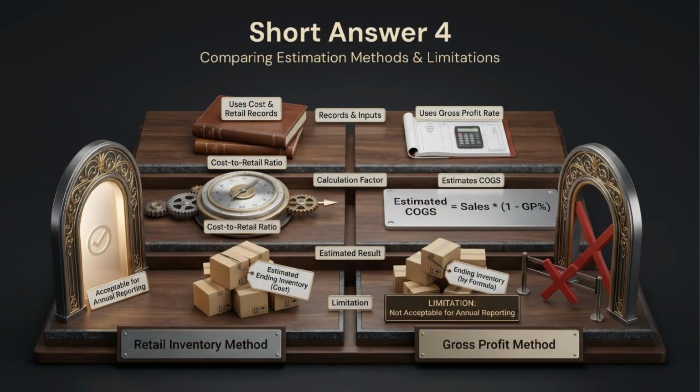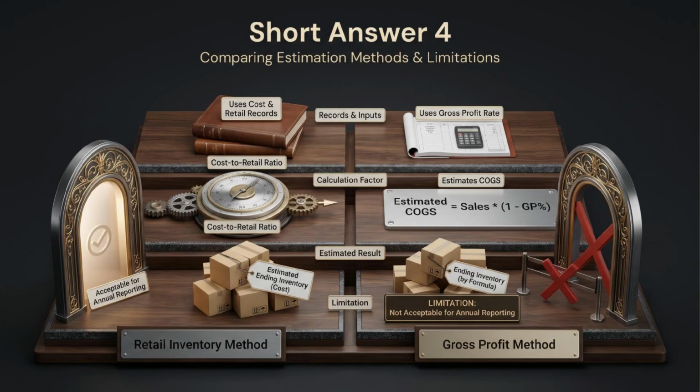Short answer 4 compares the retail inventory method with the gross profit method. Explain when each method is useful and one major limitation of each. Your answer should explain the retail method, the cost to retail ratio, the gross profit method, and the annual reporting limitation. This is not just a definition question. The examiner wants to see that you understand the evidence behind each estimate.